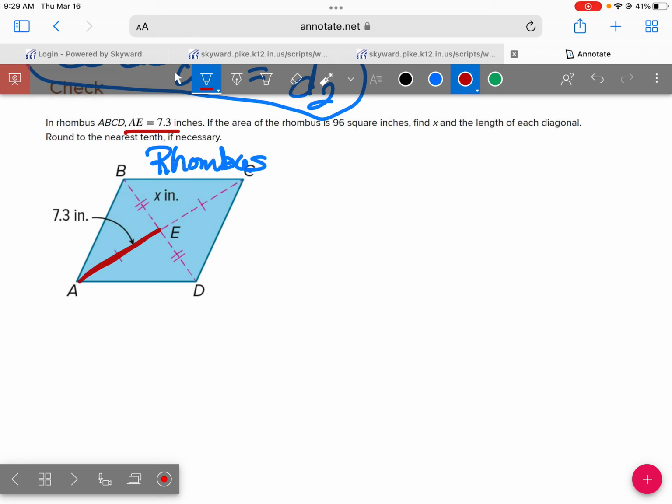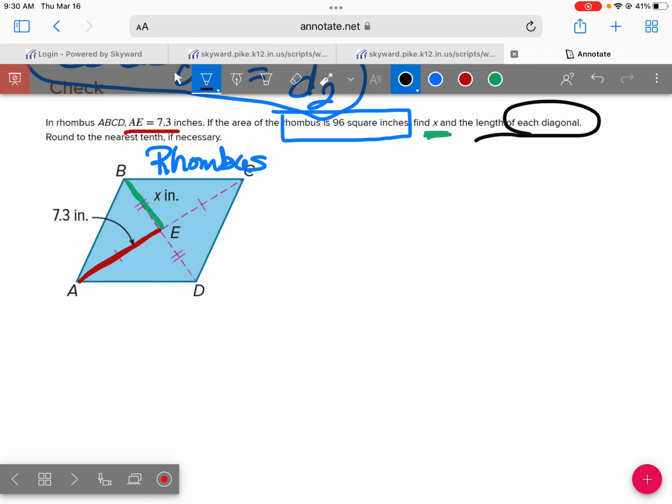The area of the rhombus itself is 96 square inches. That's a new piece of information. They want us to find X. Well, there's X. That's only half of it also. And they want us to find the length of each diagonal. So we got a lot going on.